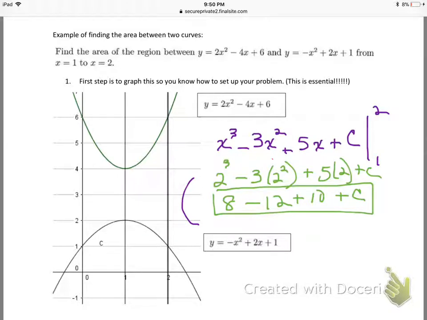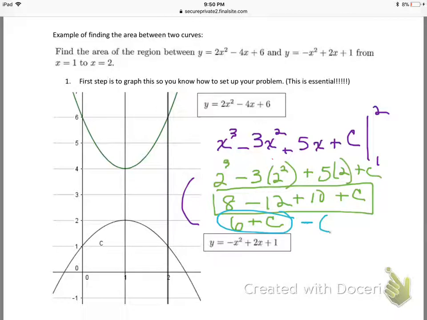So what do I get there? I have 8 minus 12 plus 10. So that's a minus 4 plus a 10 is a 6 plus c. So this all turns into 6 plus c. Okay, so now we'll change colors again. And we'll say we're going to take this 6 plus c and subtract away.